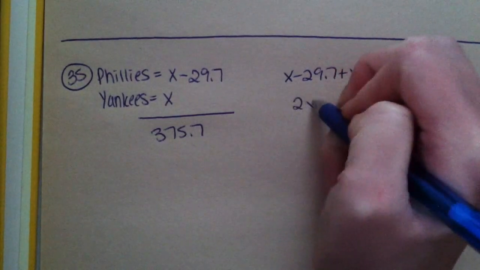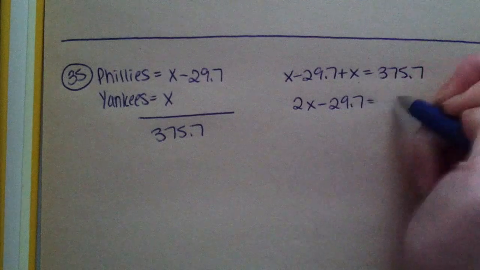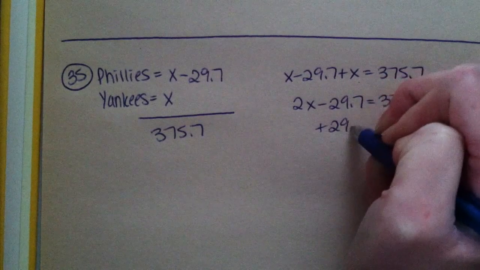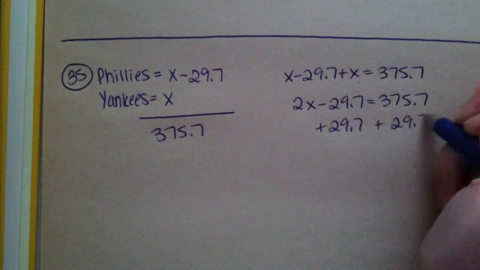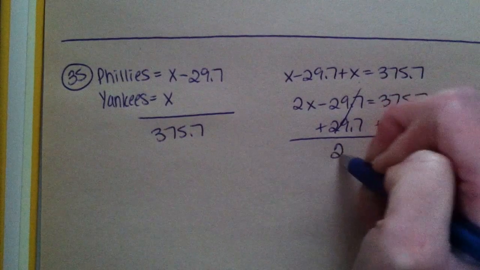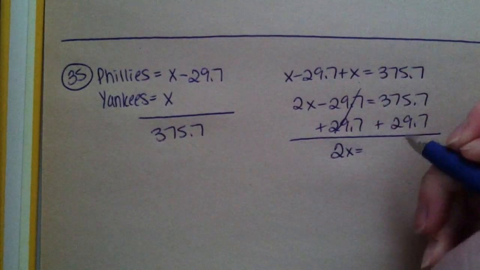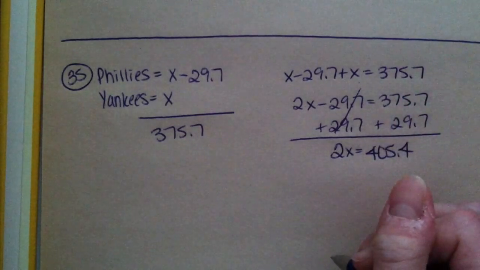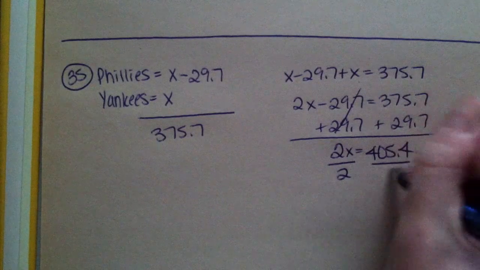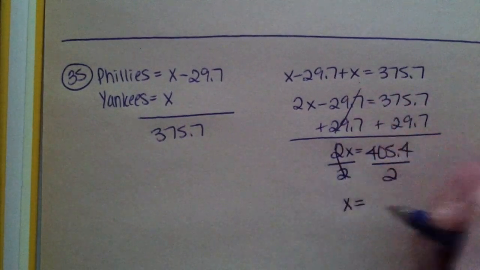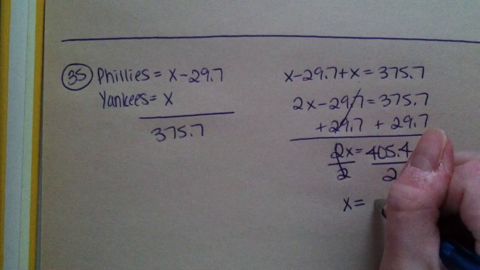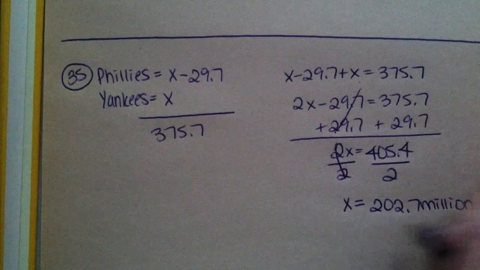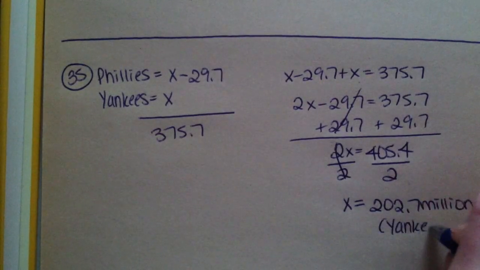I have two X's, so 2X minus 29.7 equals 375.7. Add the 29.7 on both sides. I have 2X on the left, and I put this into my calculator, and I get 405.4 on the right. Divide both sides by 2. X equals, type it in my calculator, 202.7 million. And remember, this is the Yankees, because that's what we identified X as being.